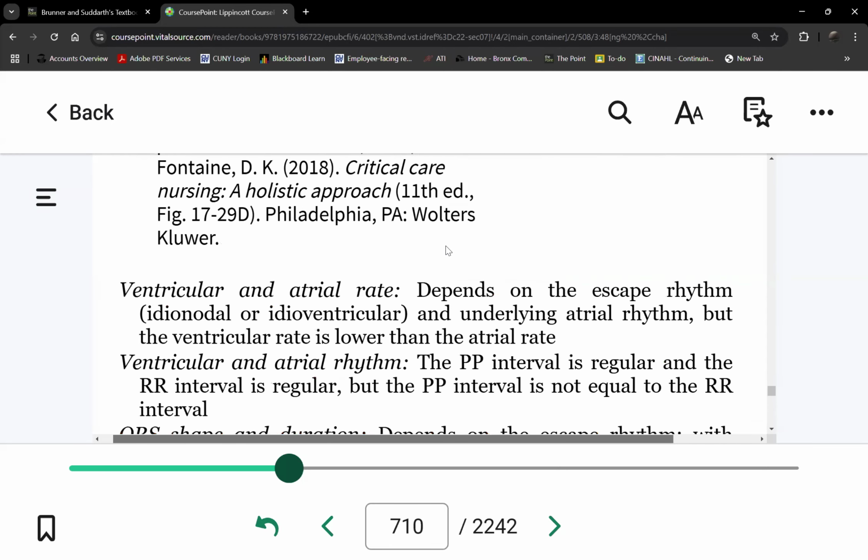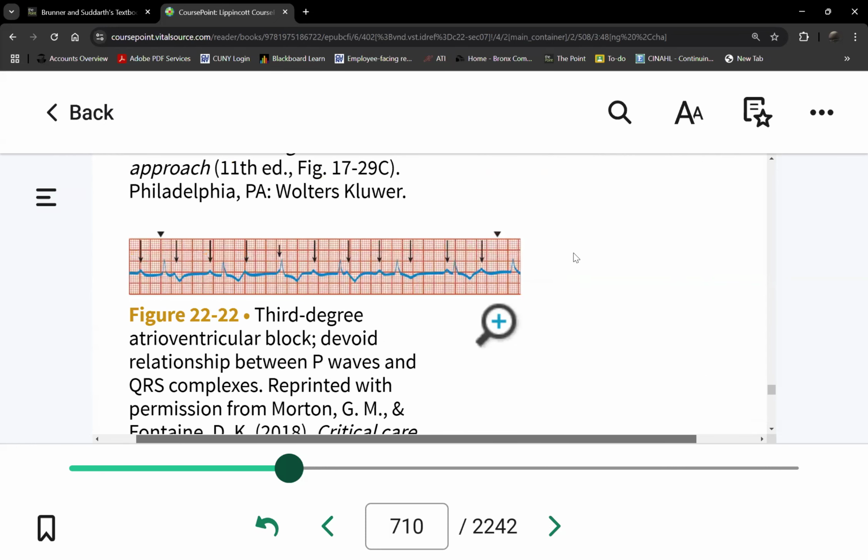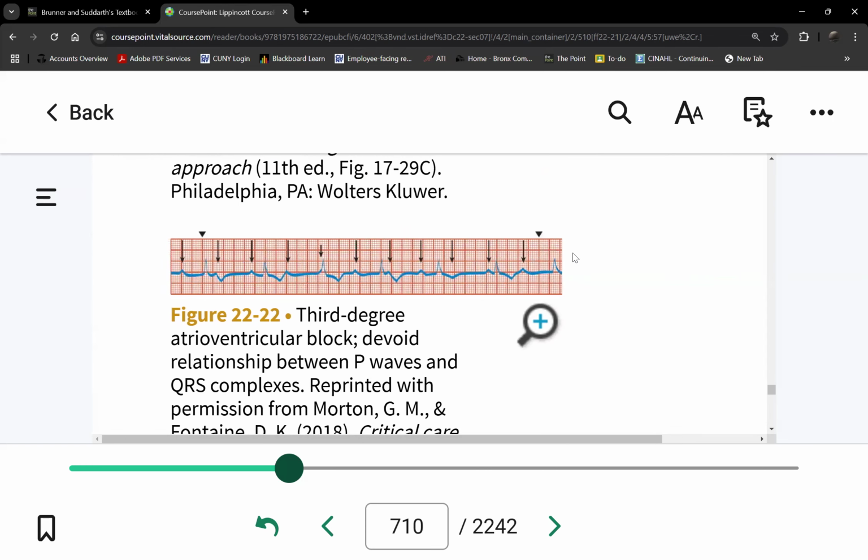Third degree, which is the most serious. Look at this pattern here. This is third degree heart block. Not inverted. Okay, so look at it here. Can you identify the P waves? No. Why not? Okay, where are the arrows? Yeah, that's the P wave. P wave.